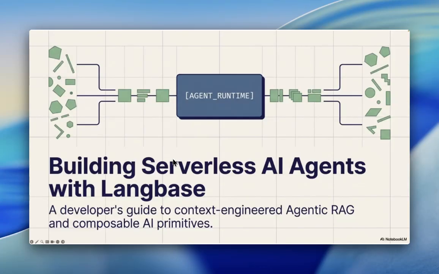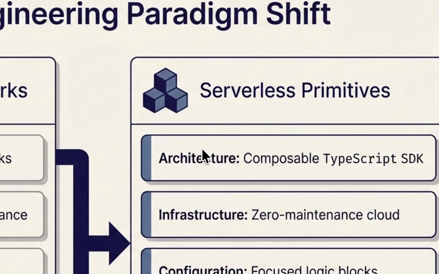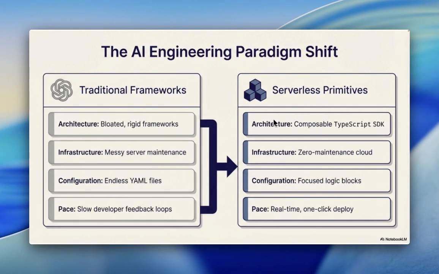Yeah, hi. So in this slide, I'm going to talk about building serverless AI agents with Langbase. It is a developer guide to context engineered agentic RAG and composable AI primitives. So there is a traditional shift in today's AI era. Traditional frameworks used to be bloated architecture, rigid frameworks, messy server maintenance, endless YAML files, and slow delivery feedback loops.